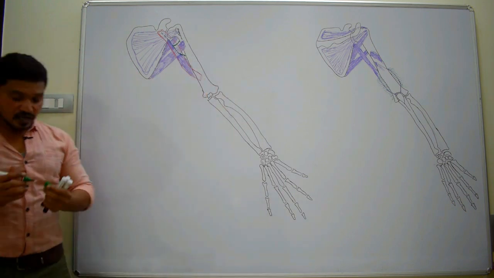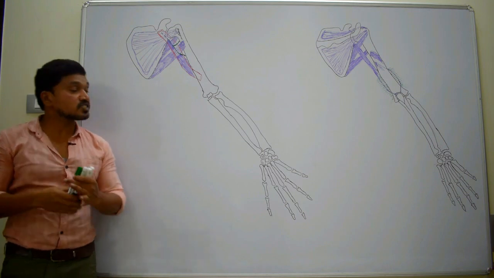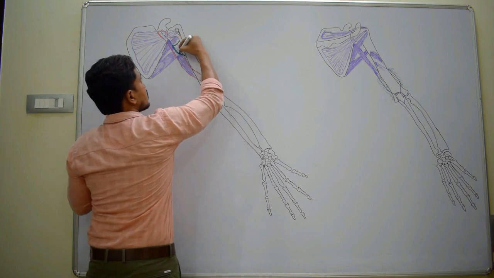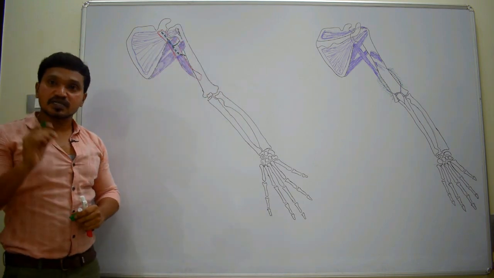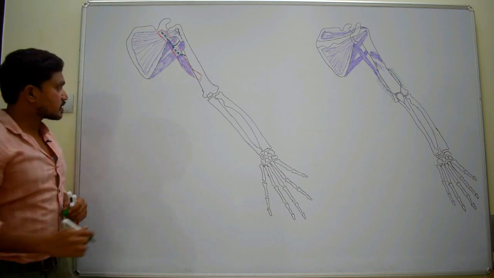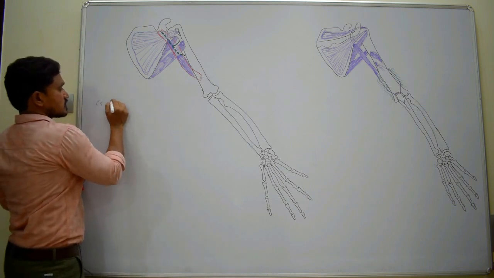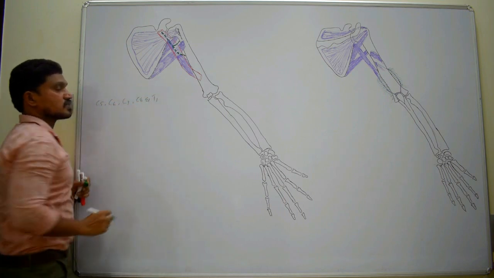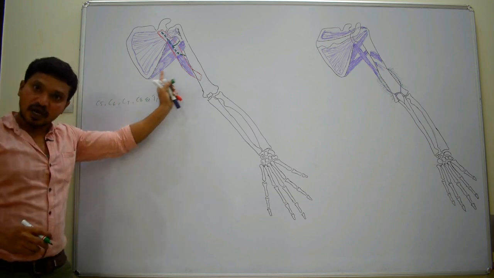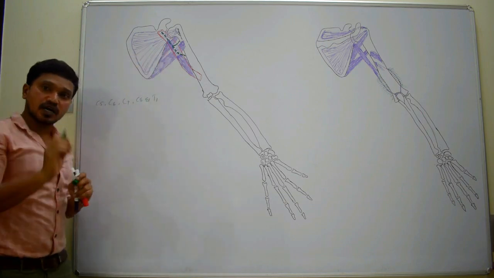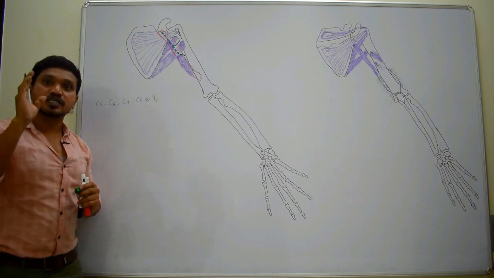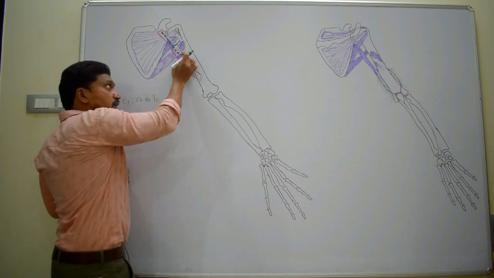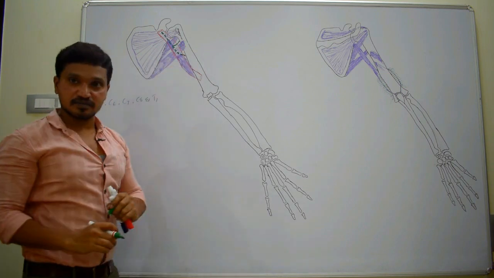That means, the radial nerve is a branch from the posterior cord. Let me draw very clearly. This is the branch from the posterior cord. Radial nerve is branched from the posterior cord of brachial plexus. Root value is C5, C6, C7, C8 and T1. This is the root value of radial nerve. Okay, and it is branched from the posterior cord of brachial plexus. In the axilla, it is present behind the third part of axillary artery and behind the proximal part of brachial artery. Is that clear?